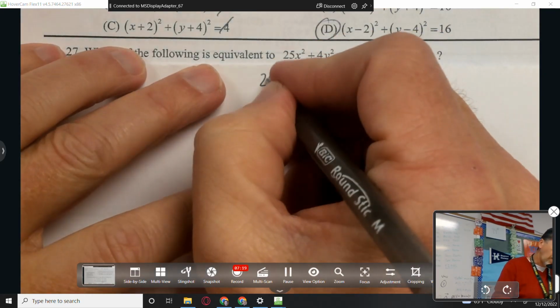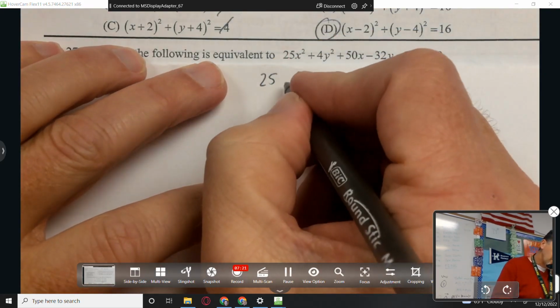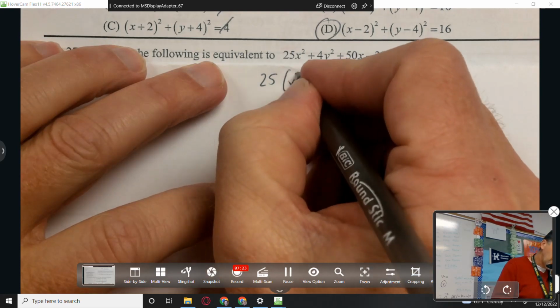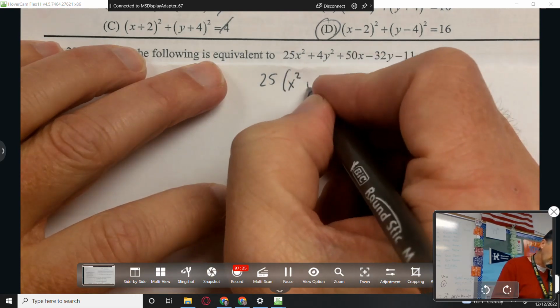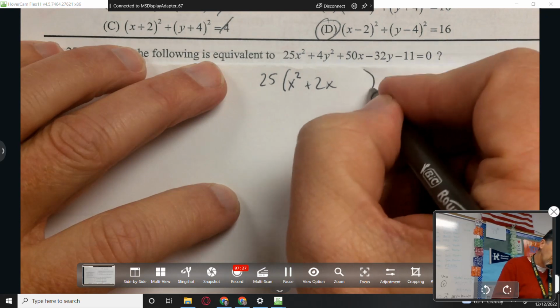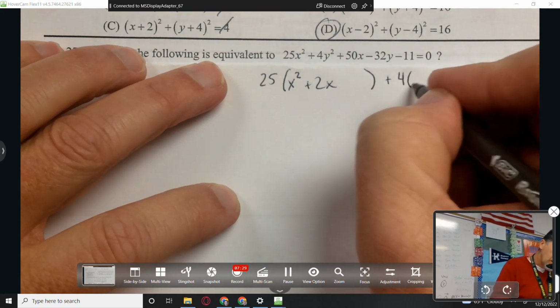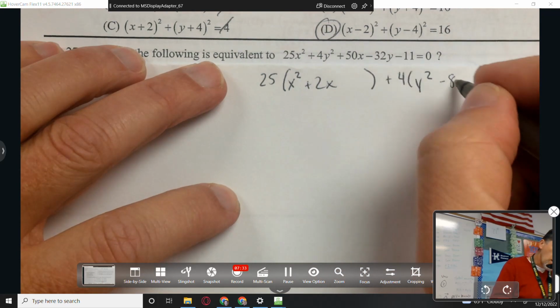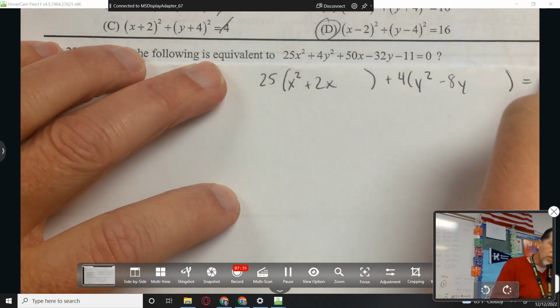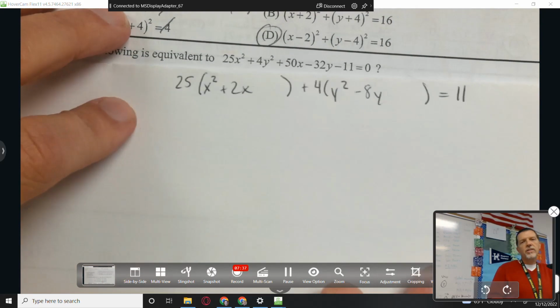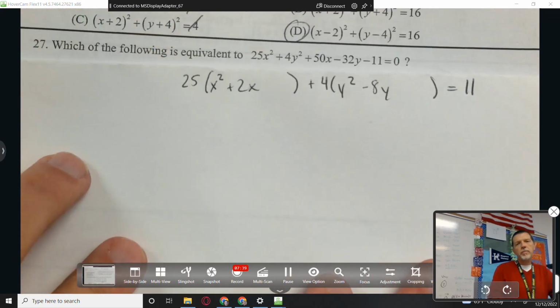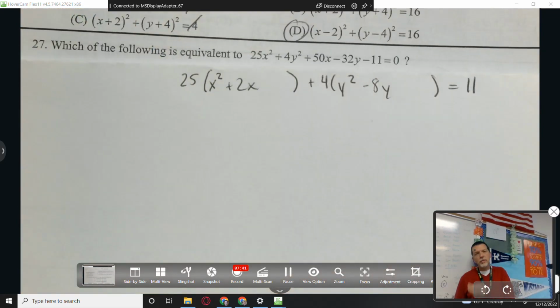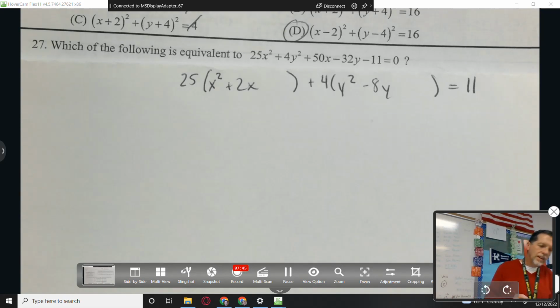Complete the square. So let's see if we can collect the x stuff and factor out the 25 all at once. Collect the y stuff and factor out the 4. And then move the 11 over. So I did a couple things at once there. But I grouped my x's, I grouped my y's, and then I factored out what I could.